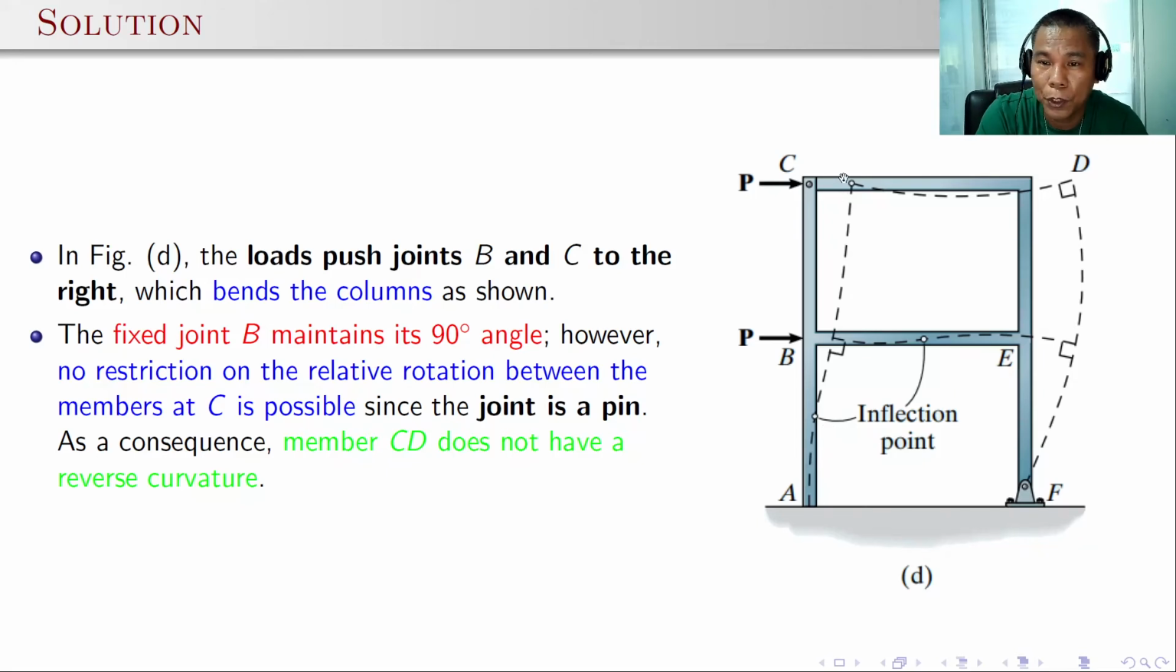But the top portion, since this is a hand support, or hence a pin connected joint at joint C, the two members BC and CD will have a different rotation. So it's not necessary that we have to maintain the 90-degree angle here. So this is the effect of this type of joint.